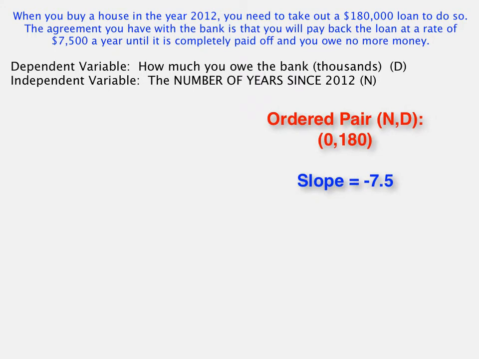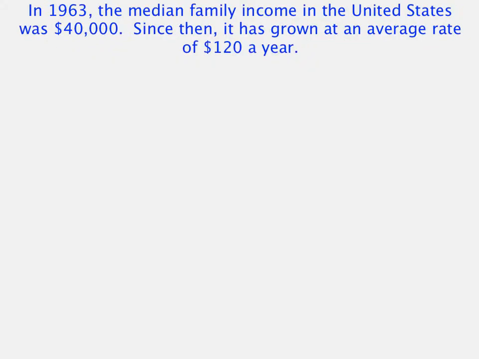Of course, we could have been a little bit tricky, and if we had defined n to be the number of years since 2012, then we'd have a much simpler equation. We just said D equals 180 minus 7.5n. It's the exact same relationship that we're capturing, just with slightly differently defined variables, which made for a much simpler equation. Alright, let's do another example.